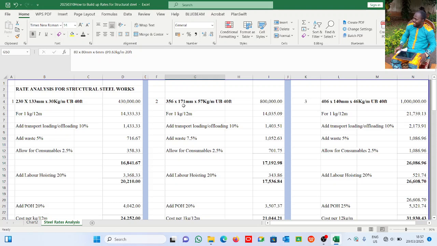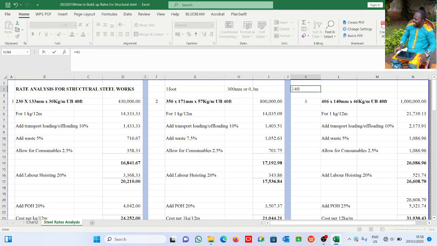And 1 foot is 300 mm or 0.3 meters. So if I have 40 feet, this is 40 times 0.3, which is 12 meters. That is how they come.